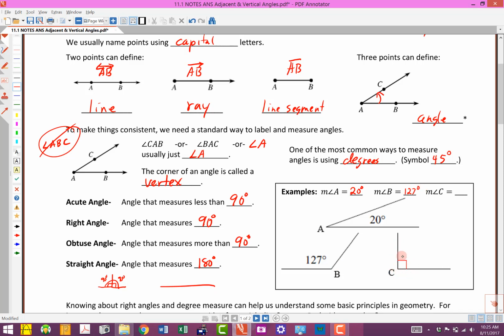And then this one right here, that little mark of a square means that this is a right angle, so that one is 90 degrees right there. So I'm going to run through and label these.